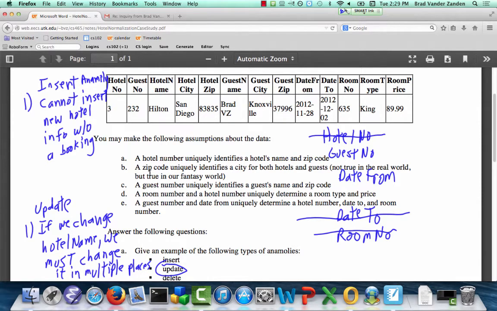So we're going to go back, though, to an insert anomaly, which is what happens when you insert a new tuple into the database.